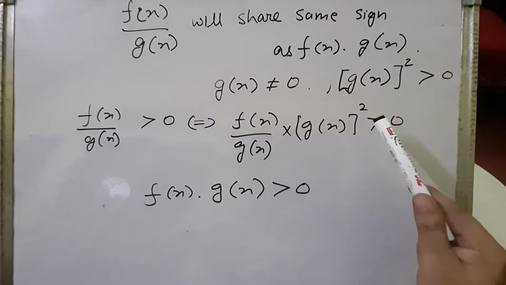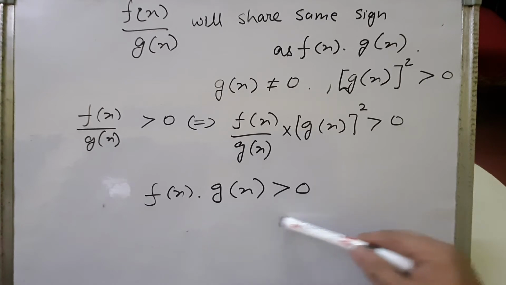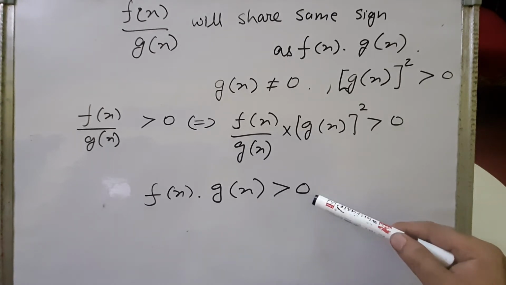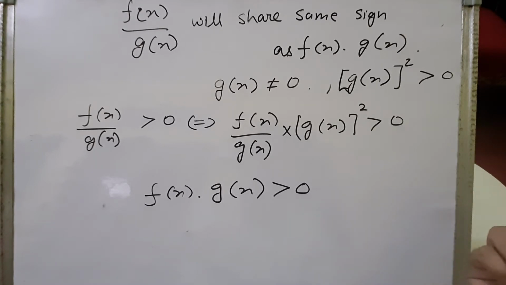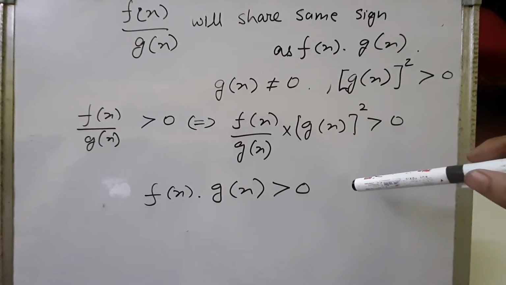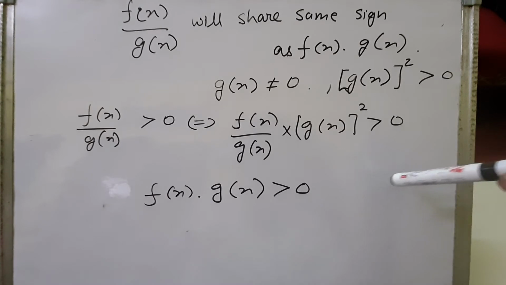Now this g(x) and this square will get cancelled. So what we'll get is f(x) into g(x) is greater than 0. So why are we converting? We are trying to find all the possible solutions, or all the possible intervals, that satisfy the inequality, so not to make the denominator cross multiply to 0 and equate the solutions, right? We need to obtain all the intervals for which the inequality is satisfied.